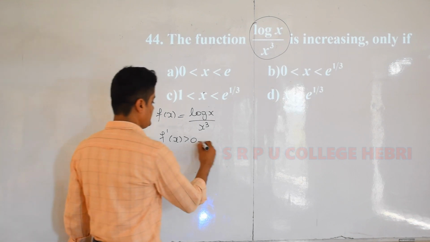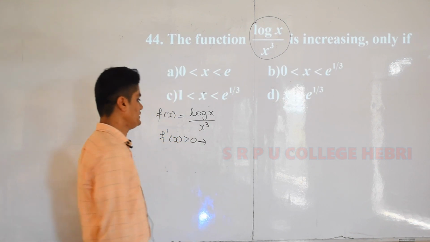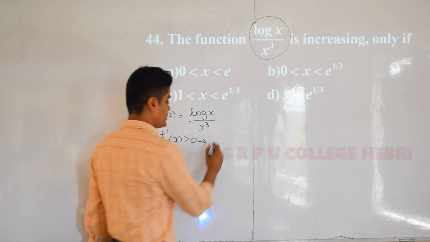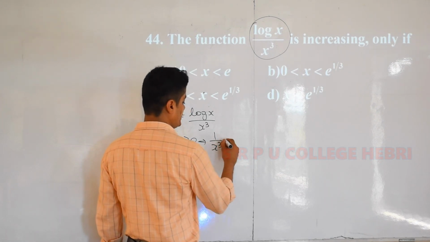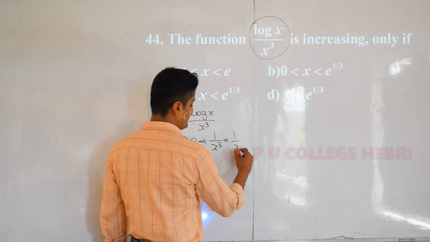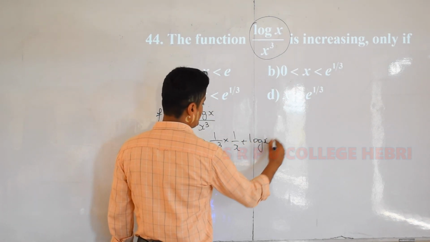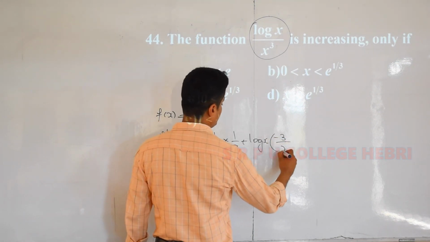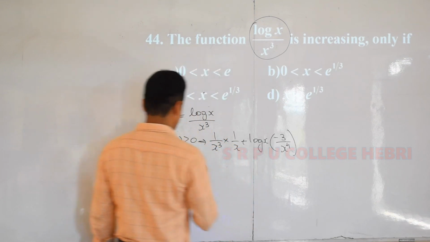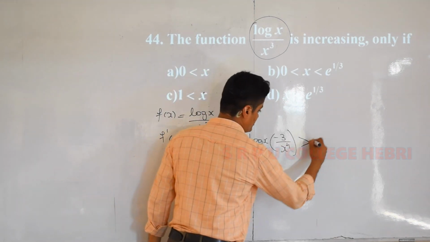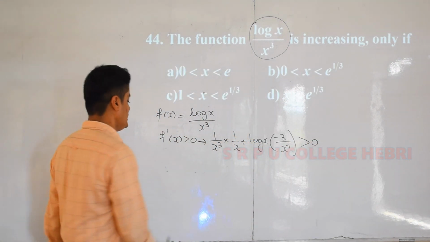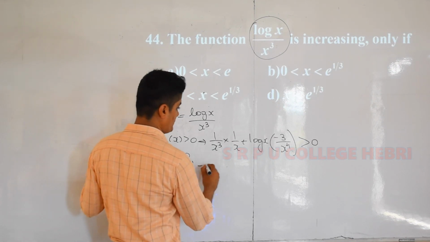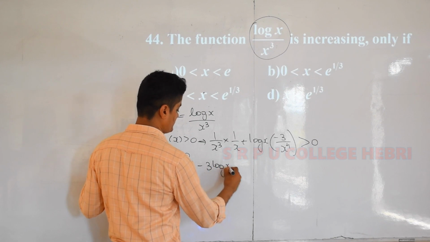So that implies, how do we differentiate this? You have two options. Either you can use the product rule or you can use the quotient rule. I'll use the product rule. Observe this carefully. 1 by x cube into differentiation of log x, which is 1 by x, plus log x into differentiation of 1 by x cube, which is minus 3 by x to the power 4. Now f dash greater than 0 means this should be greater than 0. Correct? Very good. So 1 by x to the power 4 is common. Take it outside. You will get 1 minus 3 times log x.